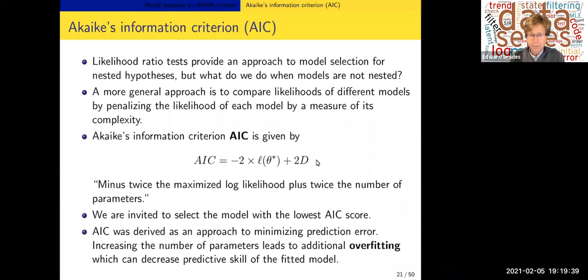AIC was derived as an approach to minimizing prediction error. And the reason why that's a very similar goal to model estimation is that if you add unnecessary parameters to your prediction rule, then you get, in fact, poorer prediction from overfitting, which decreases the predictive skill of the fitted model out of sample. And so Akaike went ahead and worked out in some asymptotic limit what the right penalty was to balance out that overfitting. And that's where AIC comes from.